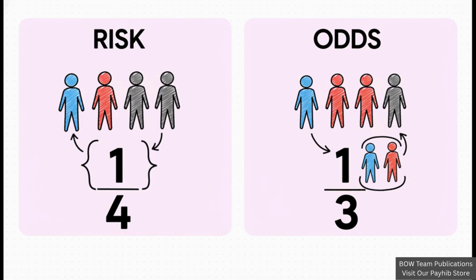Well, risk is pretty intuitive. It's the number of people who had the event divided by the total number of people. But odds, that's a little different. It's the number of people with the event divided by the number of people without it. So yeah, they are mathematically different. A 1 in 4 chance gives you a risk of 25%, but the odds are actually 1 to 3.